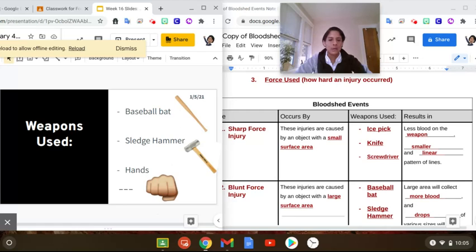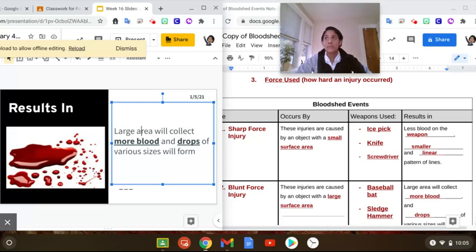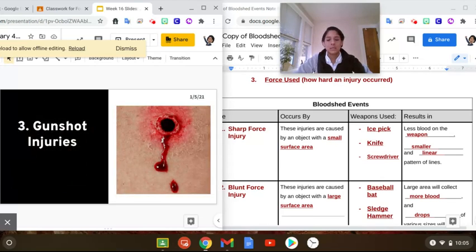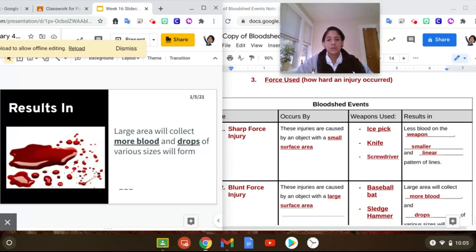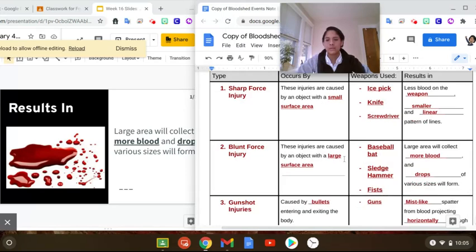What's unique about this is that the large area will collect more blood and drops of blood will be of various sizes. So we can think of the difference between the two. With sharp force, the impact automatically causes blood, whereas with blunt force, it might take a few strikes to cause some blood to happen.